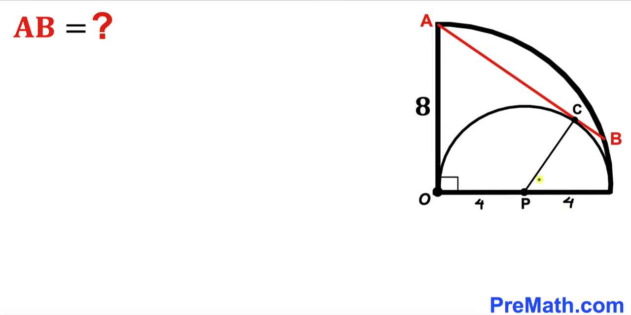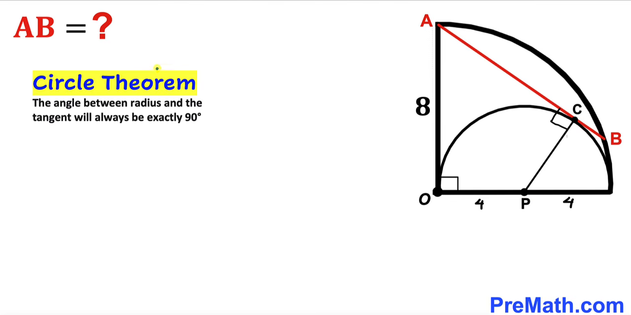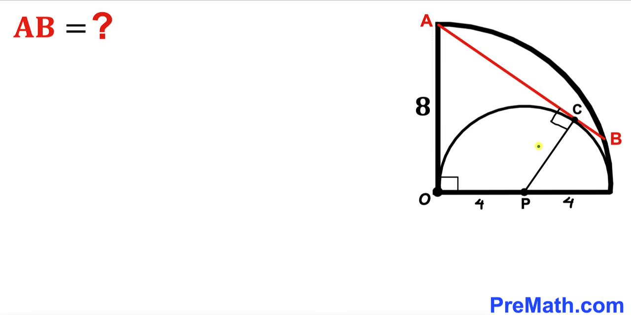And here's our next step. I have connected this center P with this point of tangency C. And now let's recall the circle theorem. According to this theorem, the angle between the radius and the tangent will always be 90 degrees. So no wonder this angle PCA is going to be 90 degrees, since this AB is the tangent and this PC is the radius of this semicircle. And since this PC is the radius of this semicircle, and we know the radius is 4, so therefore this PC length is going to be 4 units as well.